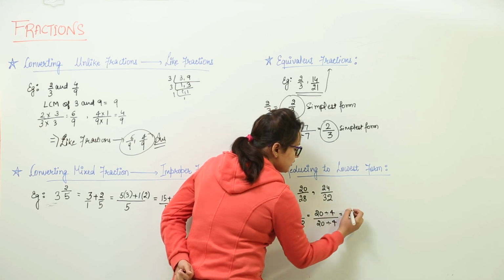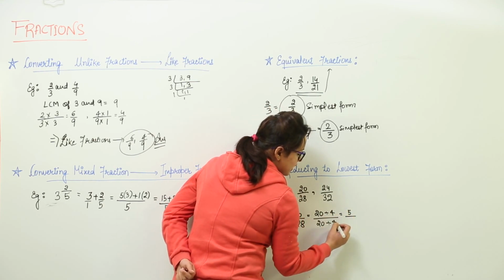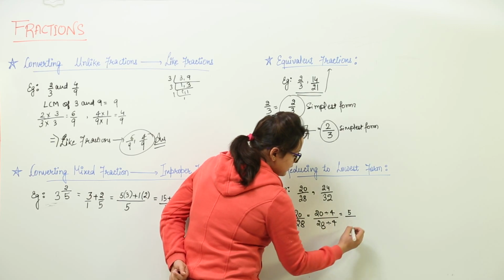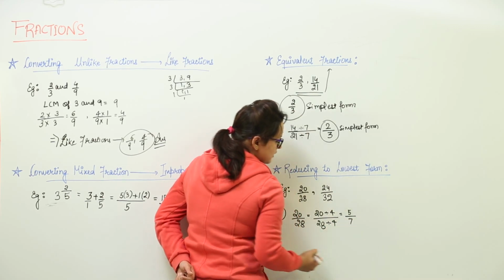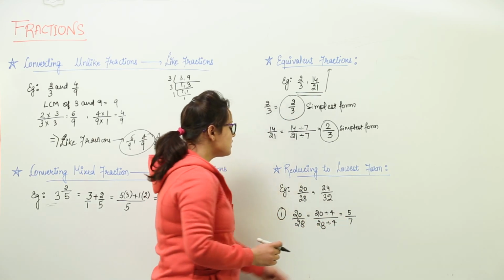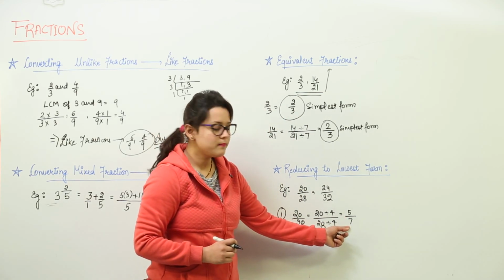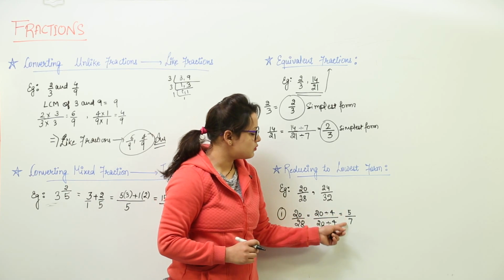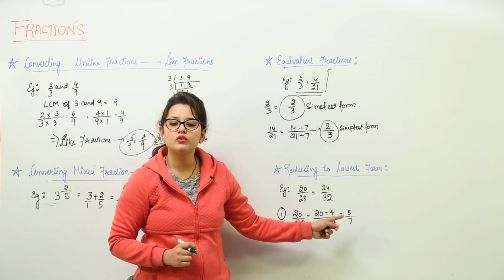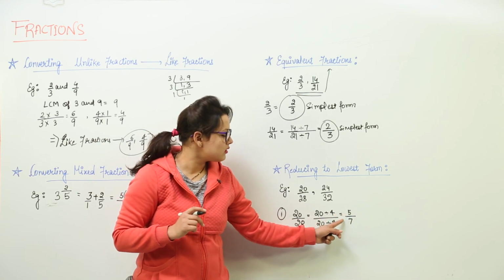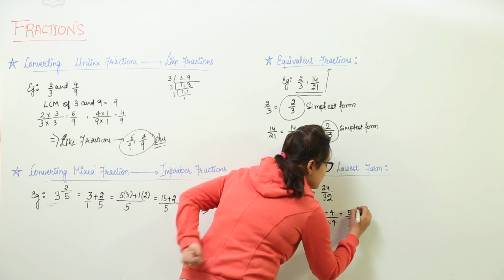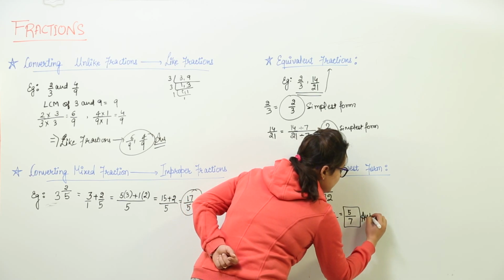Now what do we get on dividing? We get 5, and here it was 28, so 4 6s are 24, 4 7s are 28. So 5 by 7 is the lowest possible form. Now in 5 by 7, do we have any common factor of 5 and 7 other than 1? No, we do not have any common factor now. So this is known as my lowest form, right?